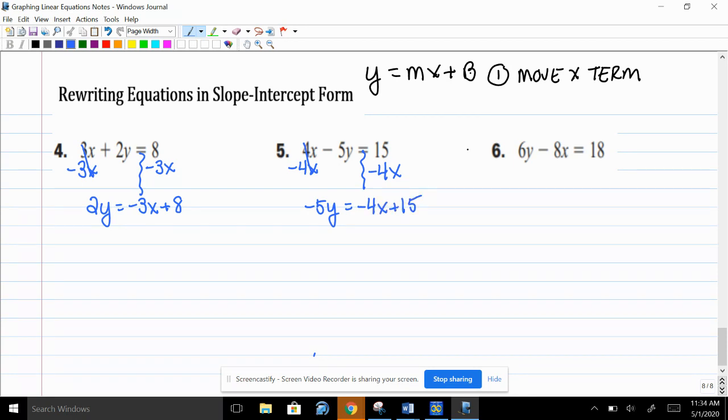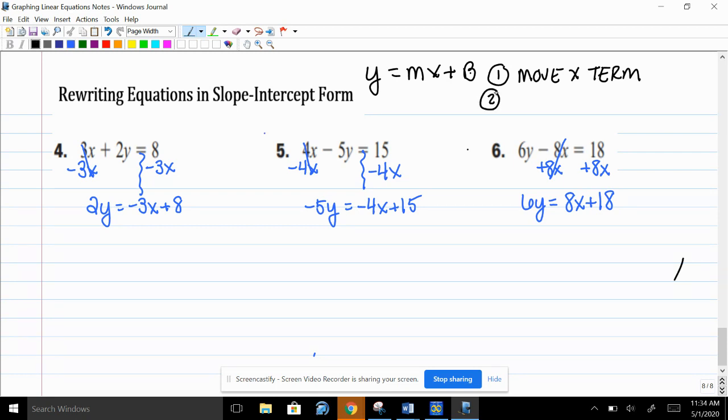And then over here, just be careful. They tried to trick you a little bit. They flip-flopped the x and the y. The x is negative 8x, so we're going to add 8x to each side. We're moving the x term to the other side. So we got 6y equals 8x plus 18. So there's your first step, guys. You want to move the x term to the other side. So the y term right now is isolated on one side of the equation. Now we got to isolate the y. So that's going to be our second step.